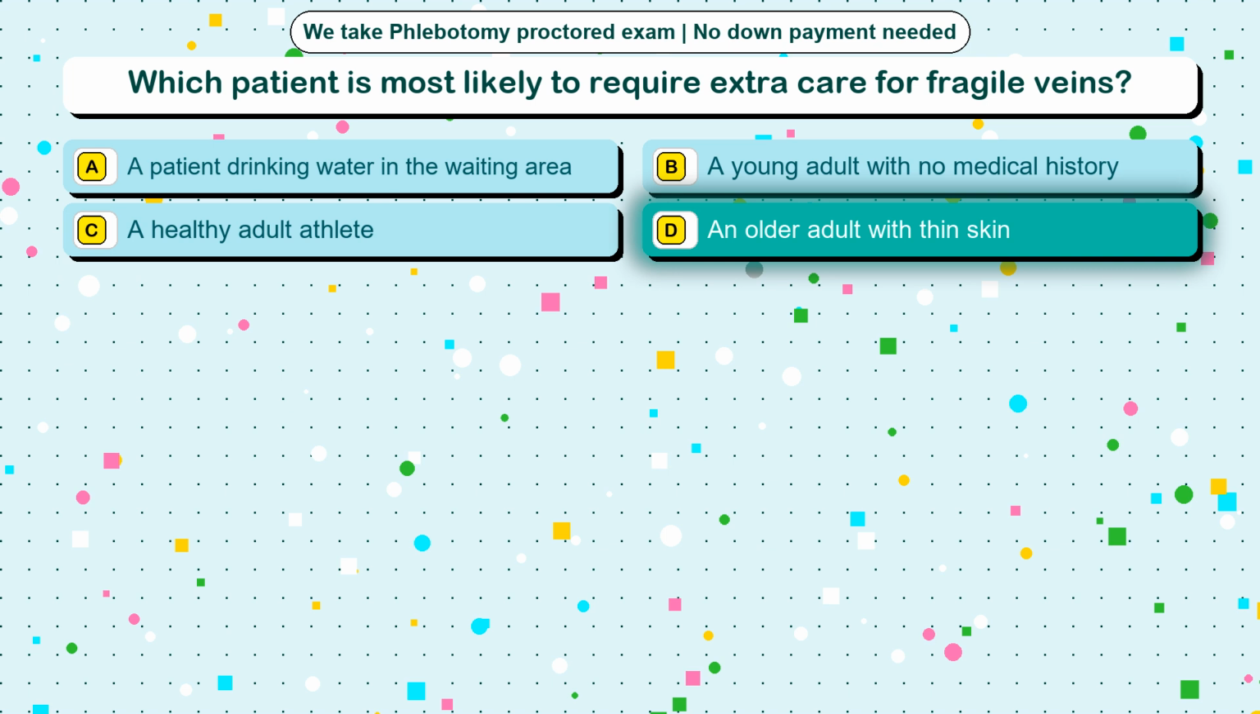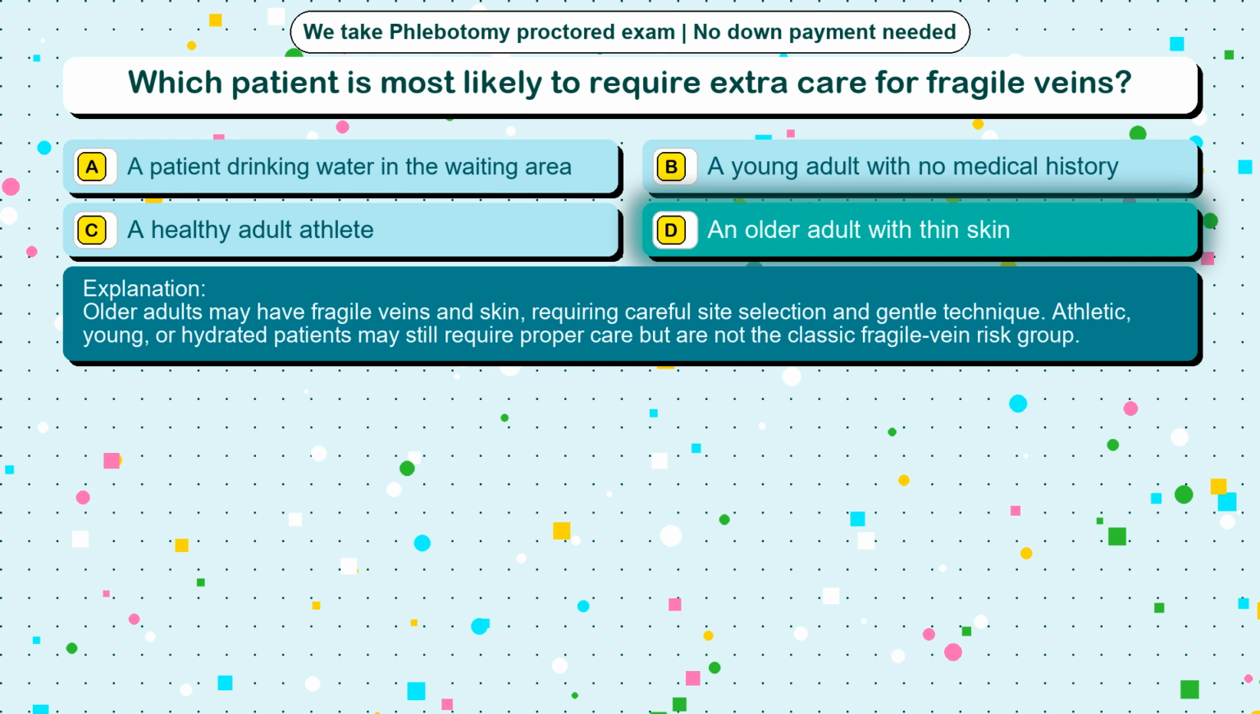The correct answer is option D. An older adult with thin skin. Older adults may have fragile veins in skin, requiring careful site selection and gentle technique. Athletic, young, or hydrated patients may still require proper care but are not the classic fragile vein risk group.